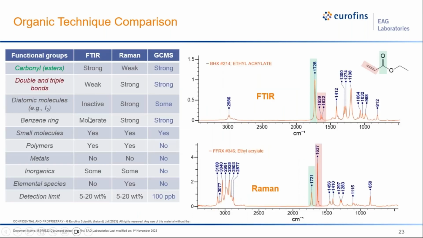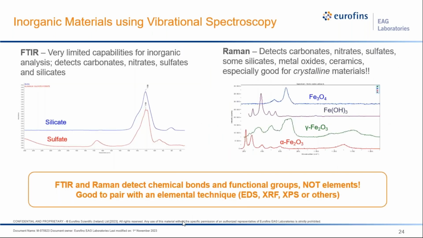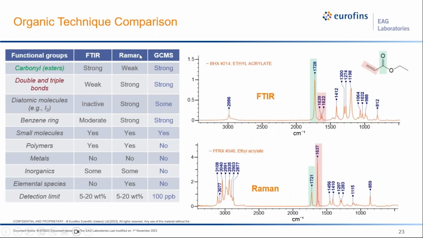So another comparison of these techniques is shown here on the table, and then we're also adding GCMS to the mix. And so here's an example. We have an organic molecule, ethyl acrylate. We have an FTIR spectrum and a Raman spectrum of this sample. So in the FTIR, we have a really strong carbonyl peak, and that's shown here. But in Raman, the carbonyl is much weaker.